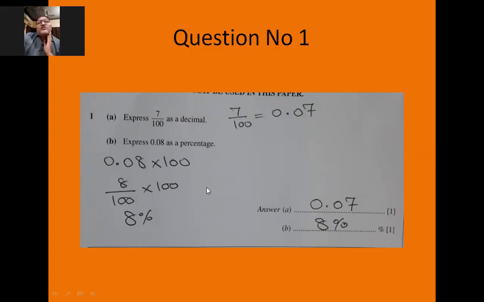The B part is express 0.08 as a percentage. So you will have 0.08 multiply 100. This is how you convert it to percentage: you multiply that decimal fraction with the 100. So I will remove the decimal of this number. In the place of decimal, I will put a 1 downstairs. After decimal, you can see we have 2 digits, so I will put 2 zeros here. So this 100 and this 100 is gone. So your final answer is 8%. This is how you will do this question number one.